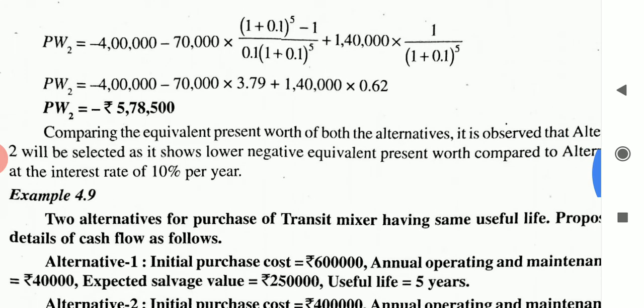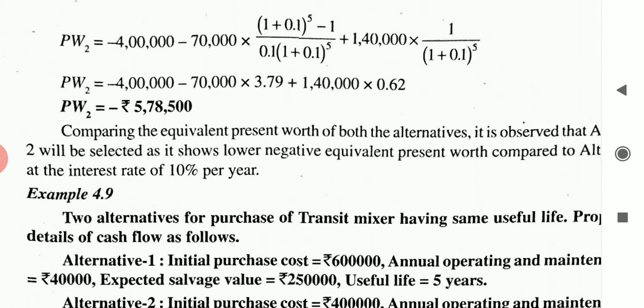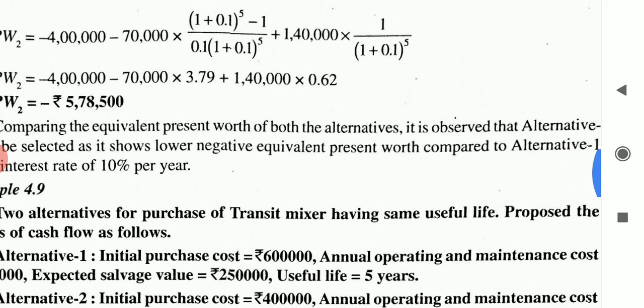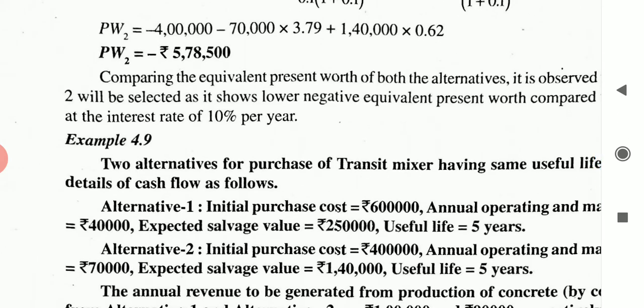So comparing the equivalent present worth, we have to compare PW1 and PW2 of both alternatives. It is observed that alternative 2 will be selected as it shows a lower negative equivalent present worth compared to alternative 1. Okay, so we have to select the lower value after calculating the present worth.